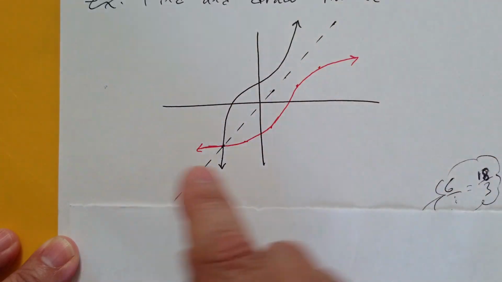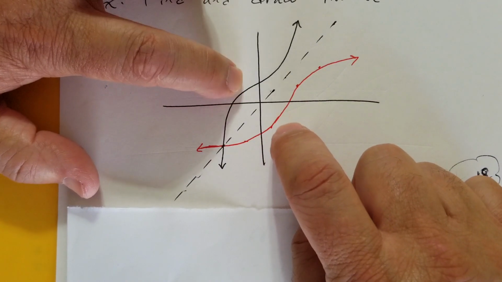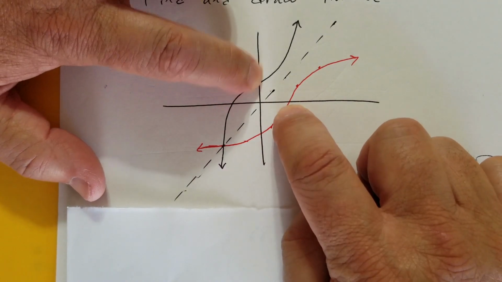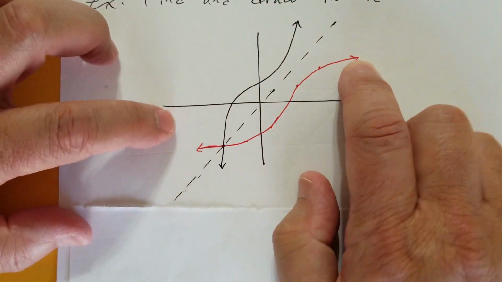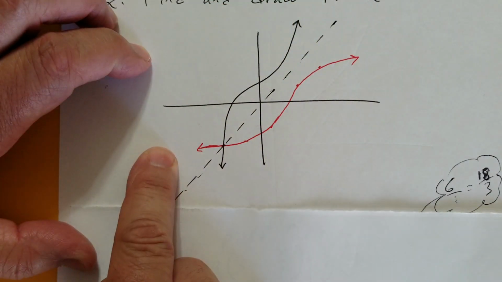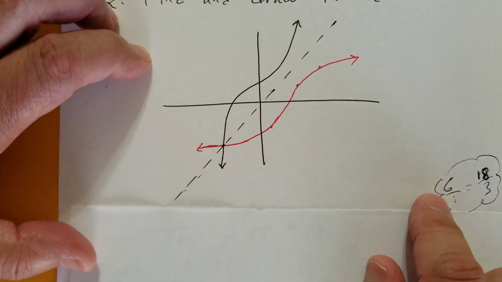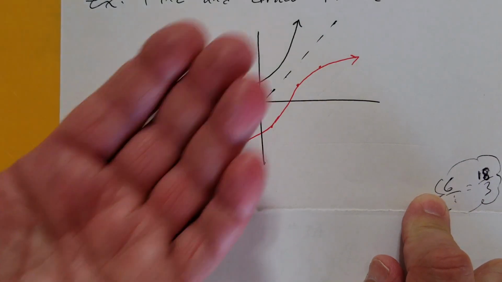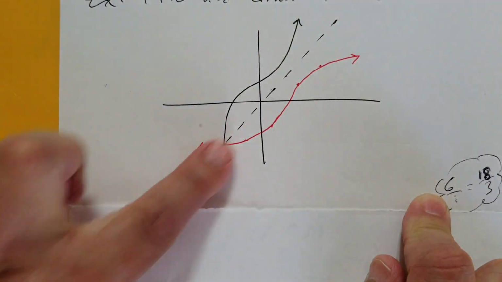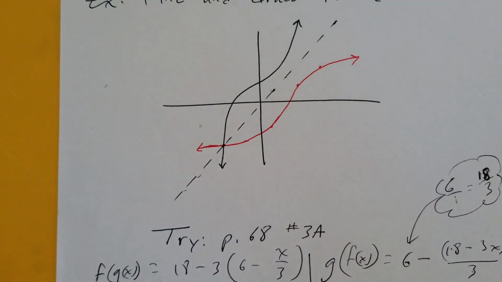And then each point is like a mirror image. So this goes to here, this goes to here, this goes to here, this arrow goes to the other side. And then just connect the points, and you have the inverse of the graph. That's what inverse means. The graph flips over this line.